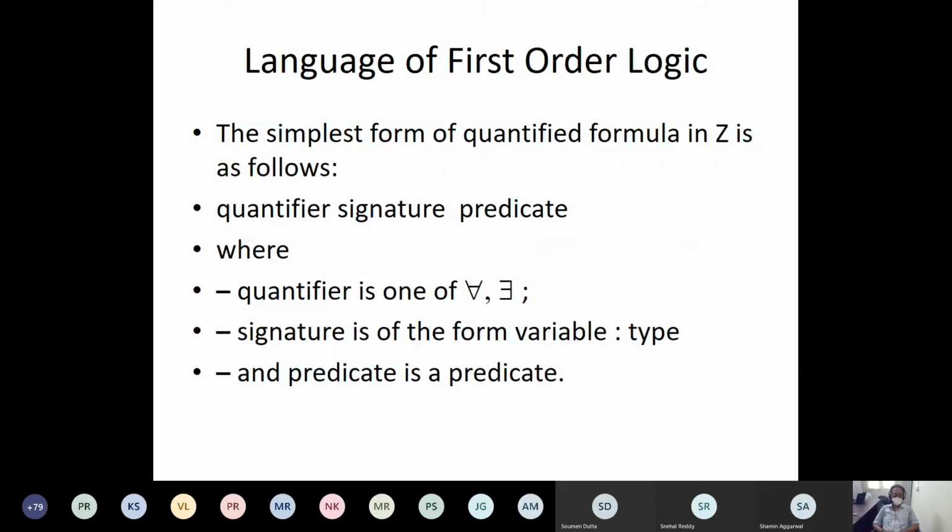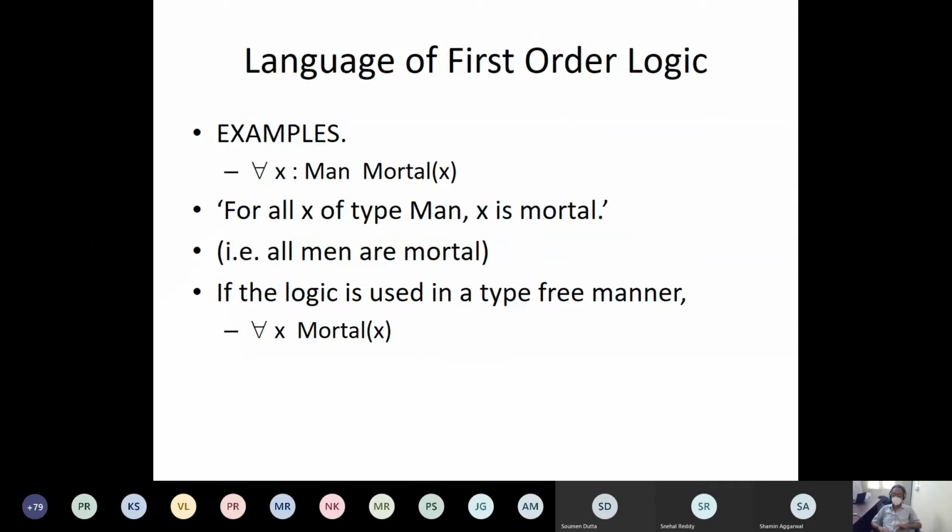The simplest form of quantified formula in Z is as follows: quantifier, signature, predicate, where quantifier is one of for all or there exists. Signature is of the form variable colon type, and predicate, of course, is a predicate. Example: for all x of type man, mortal(x). That means every individual who is a man will be mortal. That is, all men are mortal. So we have expressed that.